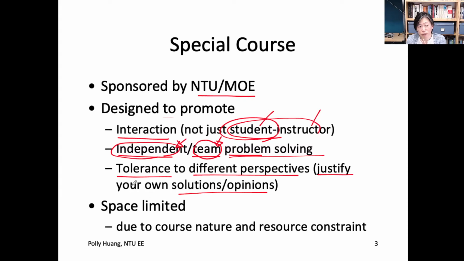Because of the things we want to promote, you can expect that we have a lot more conversations in the lectures as opposed to other courses. So there'll be lectures, but there'll also be pop-up quizzes to try to strike conversations, maybe between you guys, maybe between you and Polly. And because of the nature and because of time constraint, we don't have that much space. So I cannot be taking too many students, unfortunately.